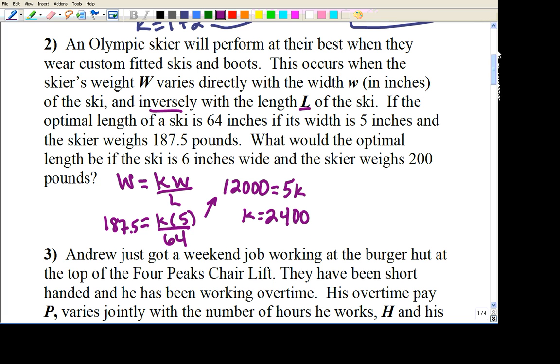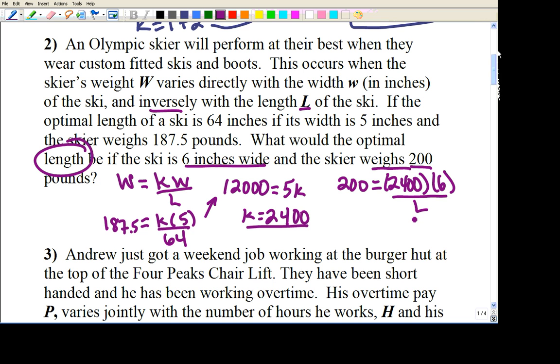But we're not done here. We need to take that K value, and then also the fact that we have 6 inches of width and a weight of 200, and plug that back in to find the optimal length. So the skier weighs 200. We know that K is now 2,400. We know this width is 6 inches. So we need to find the length. So if I multiply that L over and then divide by 200, then I'll get the length is 72 inches. Let's keep going.